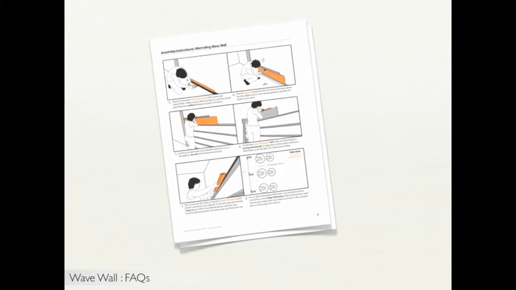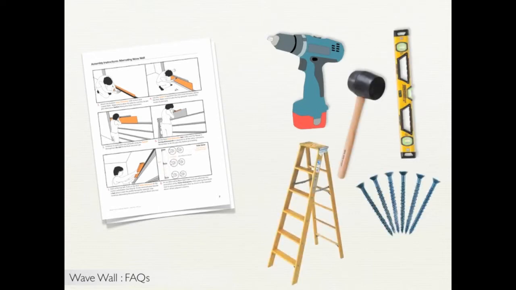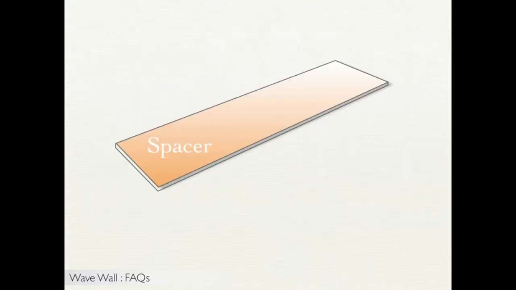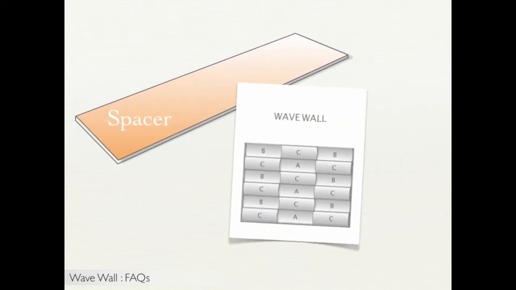The tools that are needed will be a drill, rubber mallet, a level, screws, and possibly a ladder. In addition, customers are provided with a spacer, which is used to correctly space out the frame, and a grid diagram to help with placement of the tiles. The basic installation steps are the following.